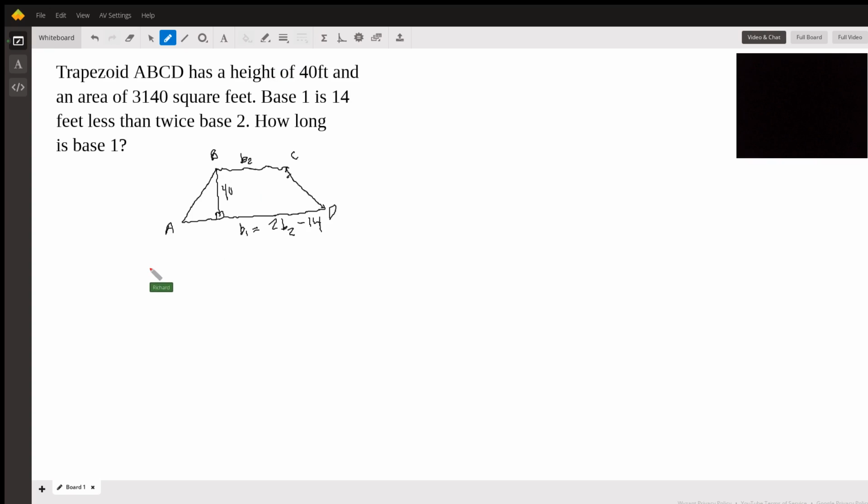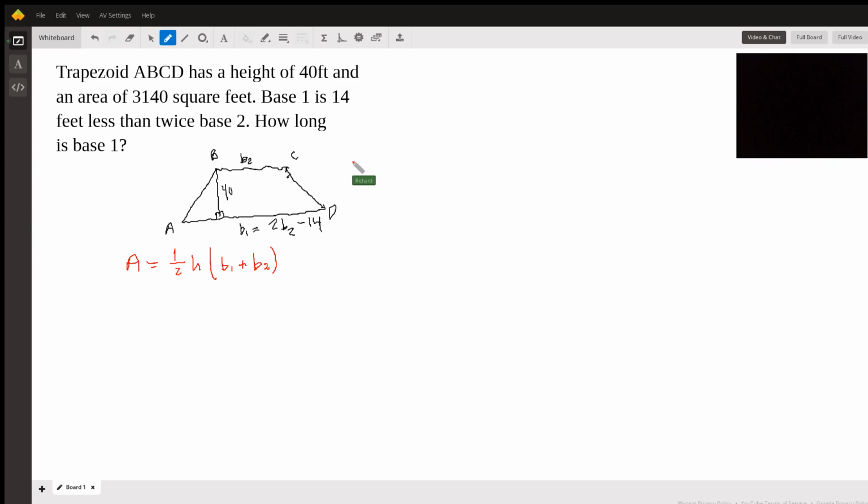So here's the equation for the area of a trapezoid. Area is 1/2 the height times the sum of the bases. Nice, easy formula. It's a good idea to memorize this formula.